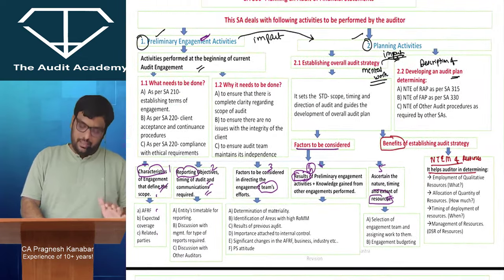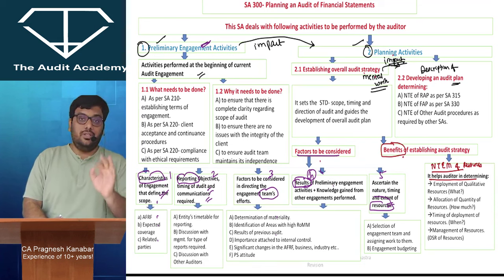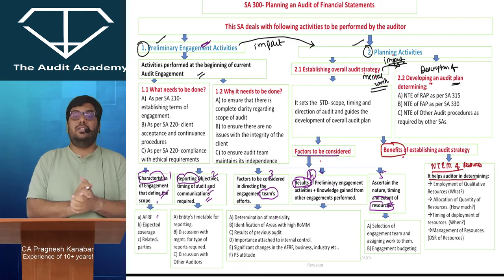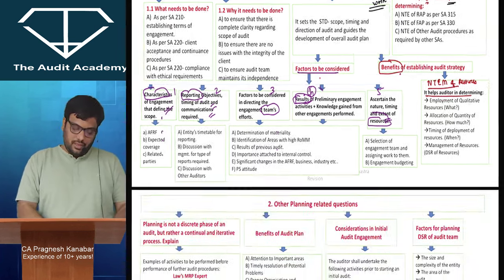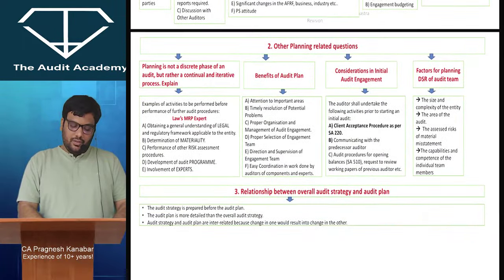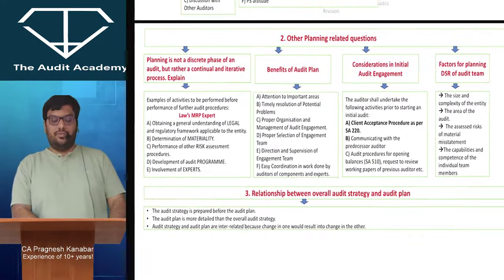Am I clear with this? Yes, yes, yes. So one more time. Planning activities are divided into two: strategy and plan. Strategy has 2 questions: factors to be considered and benefits of establishing audit strategy. Now, developing an audit plan, the plan is nothing but a description of audit procedures, and there can be a further set of questions over there, which as you can see, I've given on the next page. Other planning related questions. So these many concepts they have covered in the module.